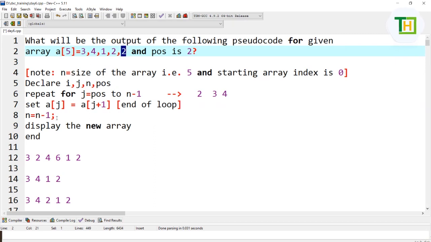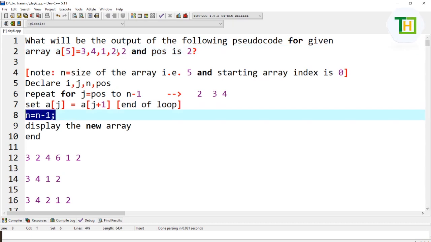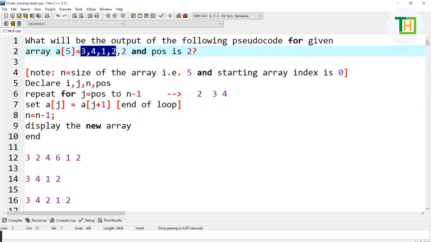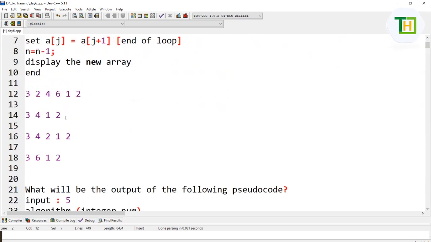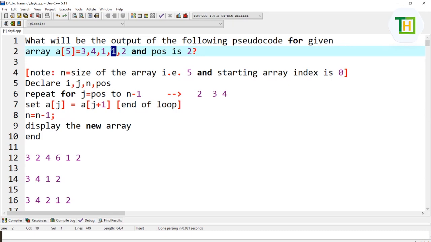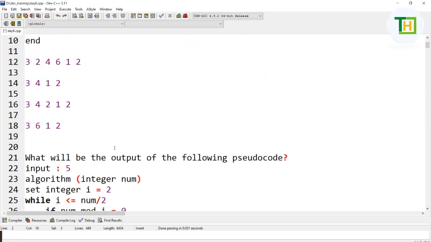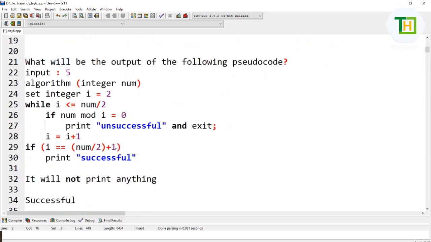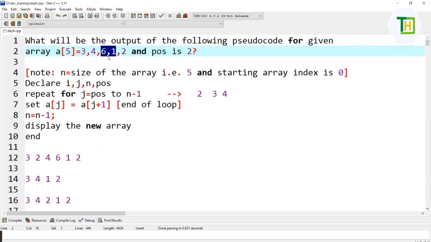And finally, if you observe here, N minus 1 indicates this value. 3412, 3412 is the answer. That's it. There is some value here in the last position, but finally N is equal to N minus 1. That's why the answer is going to be 3412 here. Clear? 6 is going to be deleted. That's it, nothing else. 6 is deleted.